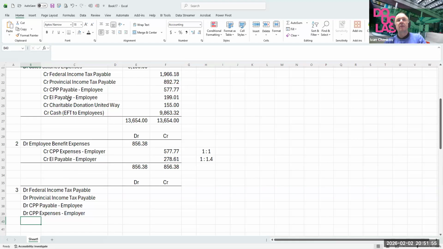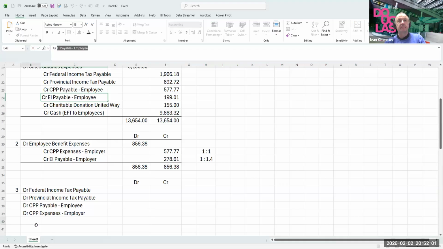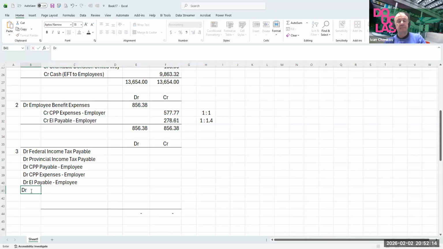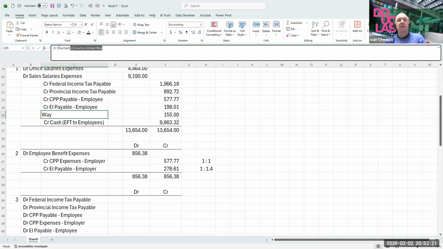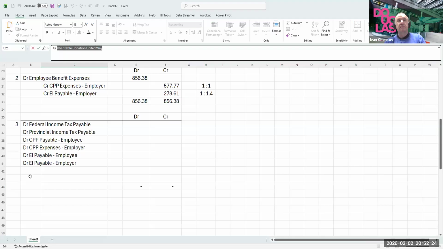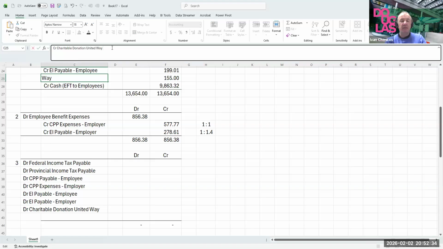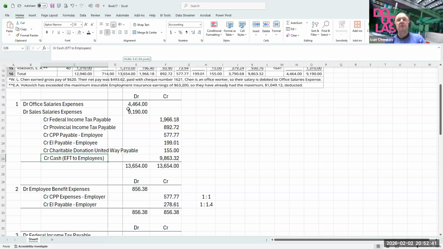Then we're gonna pay employment insurance, employee portion. And then we're gonna pay employment insurance, employer portion. Last thing left is to pay for the charitable donation, United Way. This is also payable, United Way. That will be payable at the end. Just to make it clear that this one is payable.